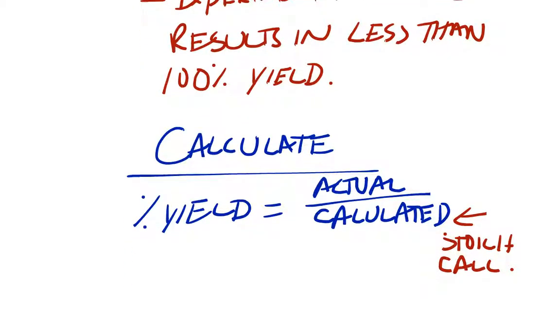So how we calculate it is exactly that. Percent yield is the actual amount, which will be given to you in the problem or what you collect in the lab, divided by calculated. And then we're going to multiply that number by 100. Again, we're trying to aim for 100% yield, which means what we actually collect is what we actually predicted or calculated.